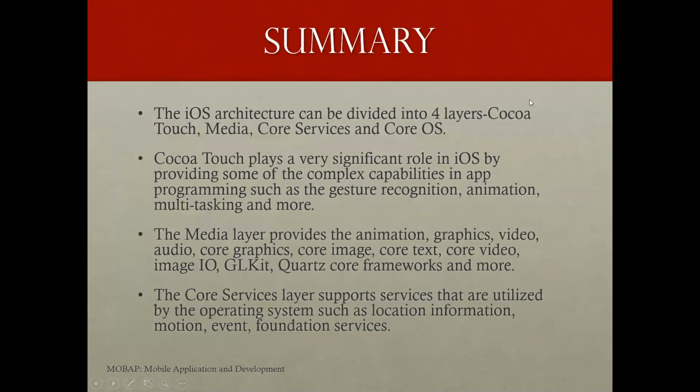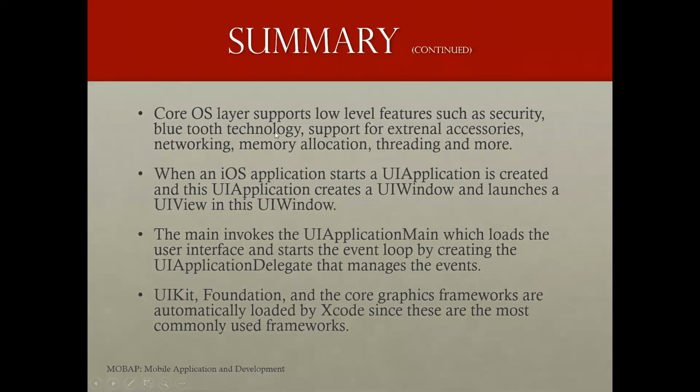To sum up, the iOS architecture can be divided into four layers: Cocoa Touch, Media, Core Services, and Core OS. iOS is based on capabilities such as gestures, facial recognition, and animation, and the media layer consists of different frameworks. There's a services layer that supports every event, motion, foundation, and the services. Continuing the summary, the Core OS layer supports different levels, low level and high level, depending on the allocated memory or associated application that the UI presents in a different window kit. Also, the main invokes the UIApplicationMain, which loads the different locations. So those are the UIKit, Foundation, and Graphics frameworks.